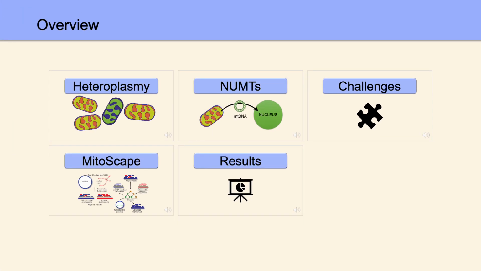Here's an outline of the talk that I'm going to give today. First, I outlined some of the challenges that we faced in analyzing mitochondrial DNA, including heteroplasmy and NUMTs. We developed a novel big data machine learning tool called MitoScape to address these challenges, and I'll show you some of the results that we obtained in using MitoScape.